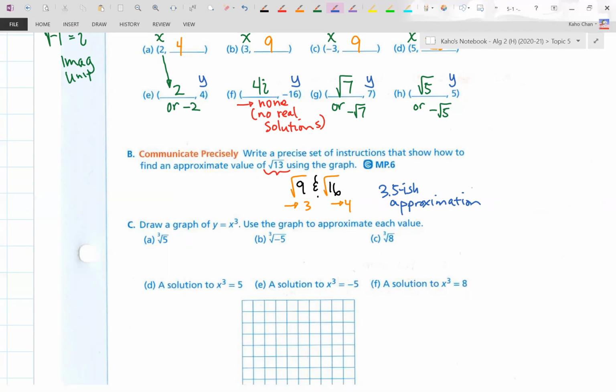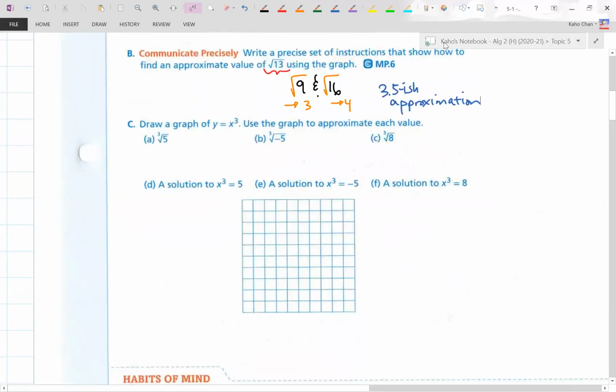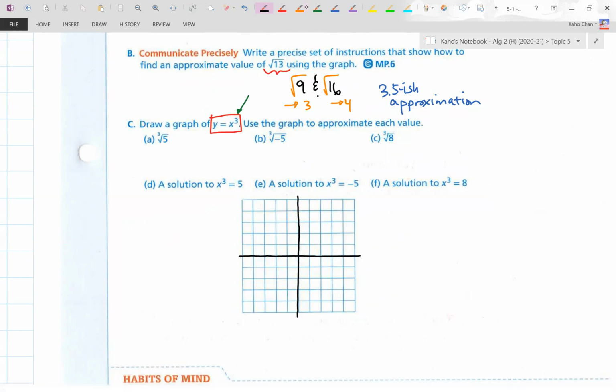All right, let's try letter C next. Draw a graph of y equals x to the third. Uh-oh. We're changing parent graphs here. We're going to x cubed. This is a new parent function. What does that look like? I'm going to go ahead and graph that here on the graph paper. This is called a cubic function. Y equals x cubed is a cubic function.